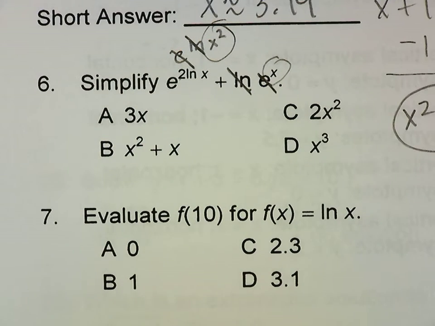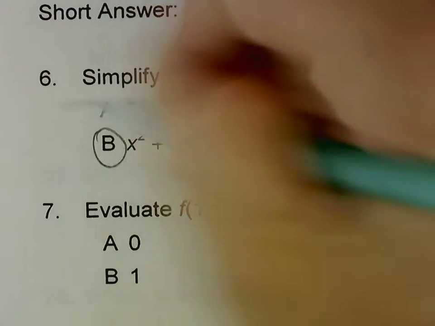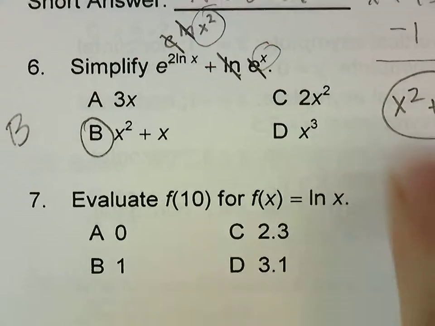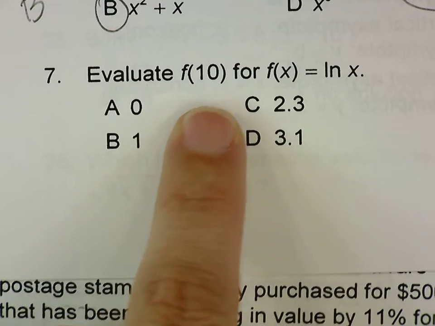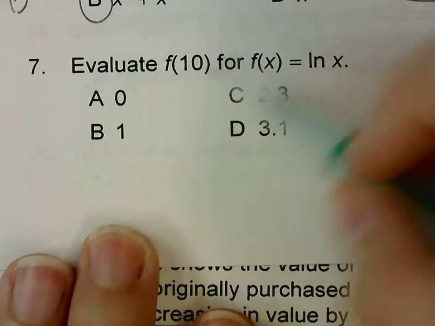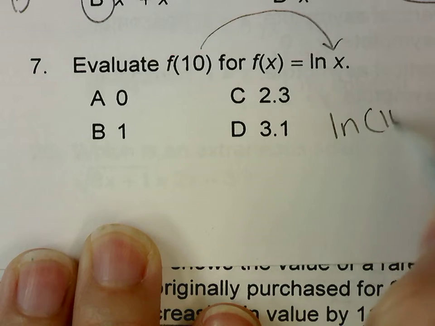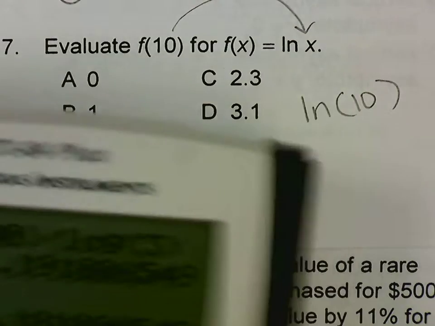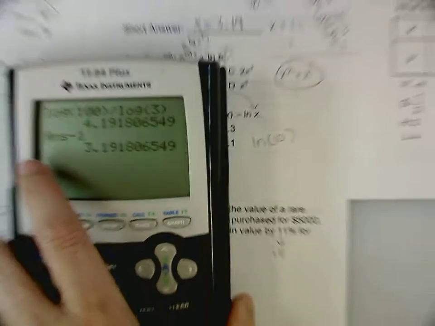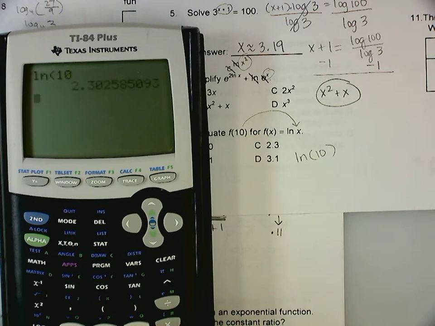You can't combine those together because these are not what? Yeah, they're not like terms, right? You have an x squared and then an x. This says evaluate f of 10. All we're going to do is plug 10 in for x. So if we do the natural log of 10, we can do that. We're going to have to evaluate the natural log on our calculator. So the natural log of 10 would give us 2.30.